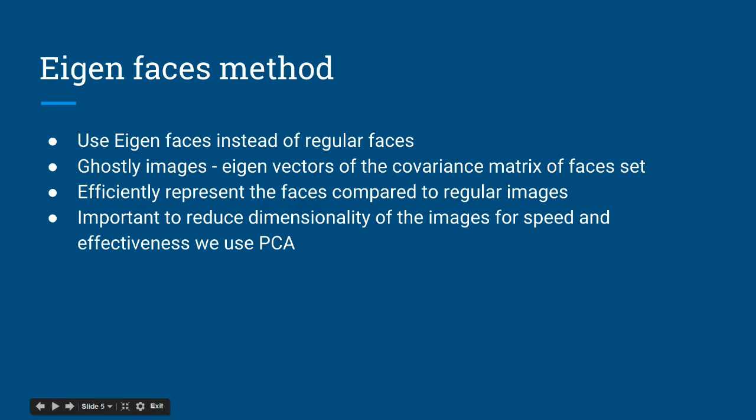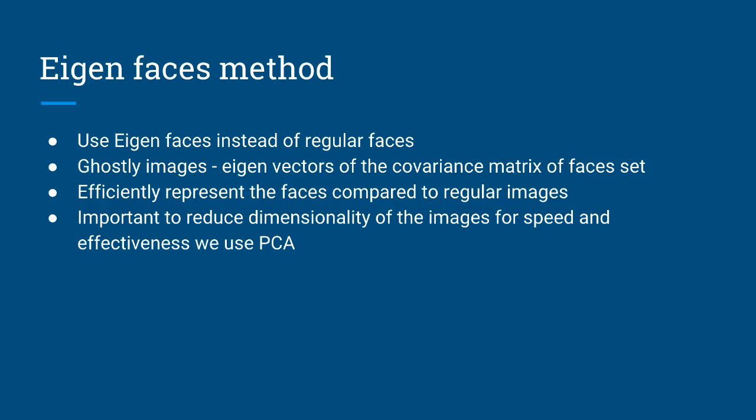Moving on to the eigenfaces method. Here we use eigenfaces instead of regular faces. What is an eigenface? It could be thought of as a ghostly image. This is obtained from the eigenvectors of the covariance matrix of the set of faces. It is a good, efficient representation of the faces compared to the regular images. This is mainly because it can reduce the dimensionality of the images.